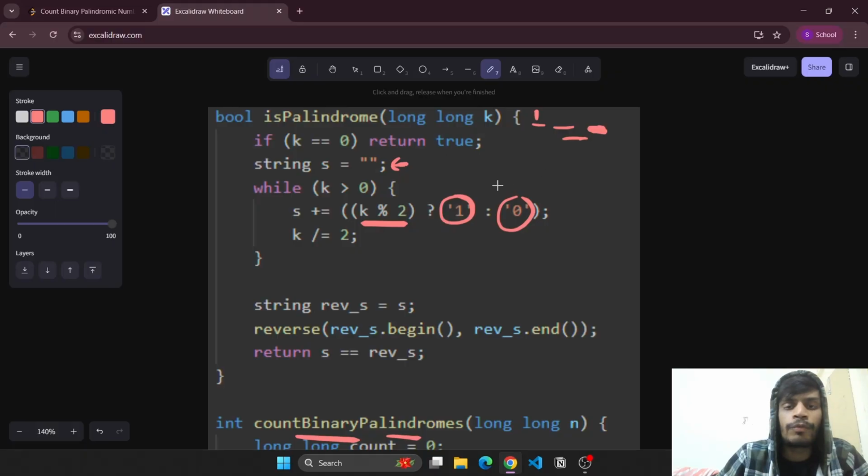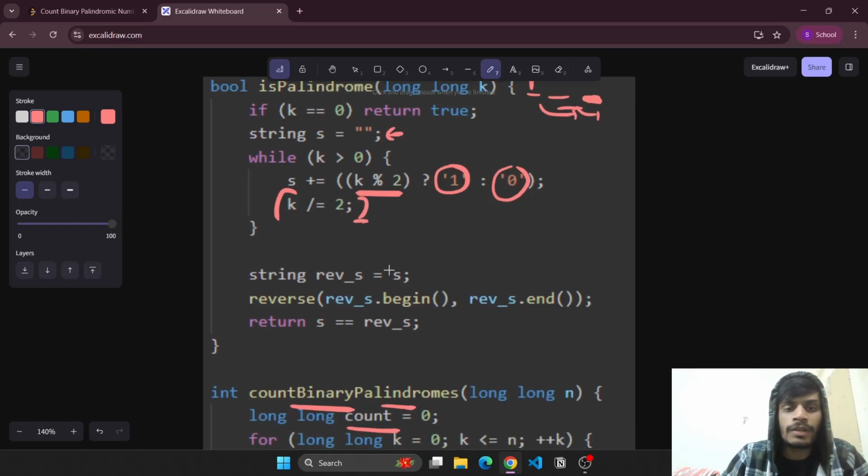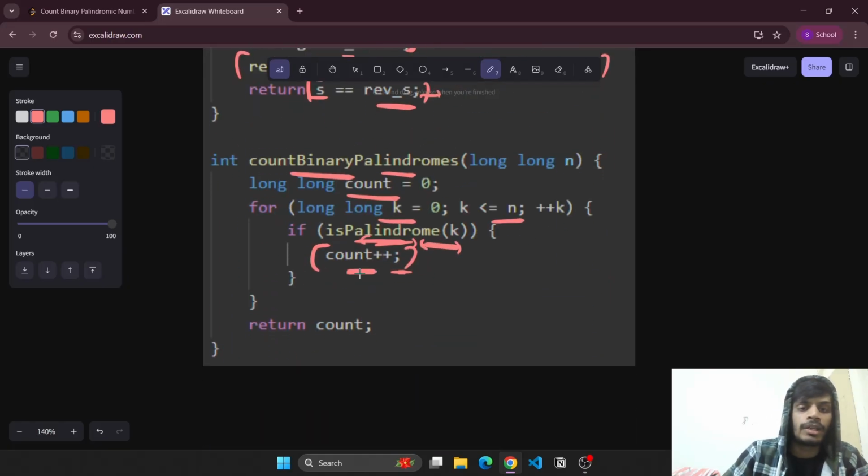Okay, and then we'll move all the bits one step to the right, that means divide the number by 2. Now we'll find the reverse string of s and see whether the reverse string and the original string are the same or not. And if they are the same, then that means this s that we have constructed is a binary palindrome, and hence in that case we'll simply increase our count.